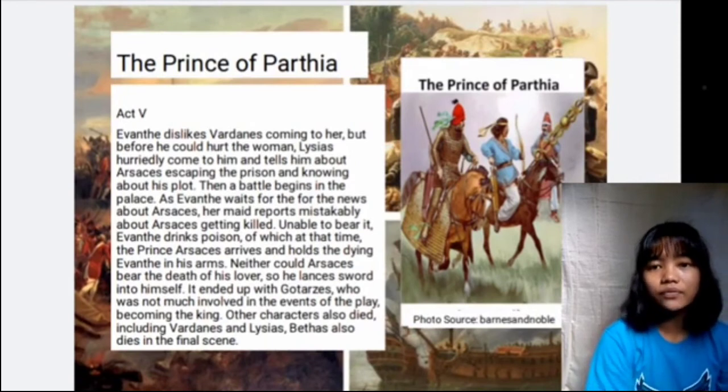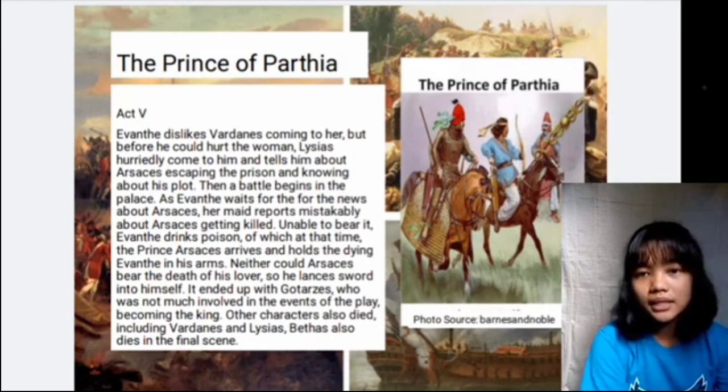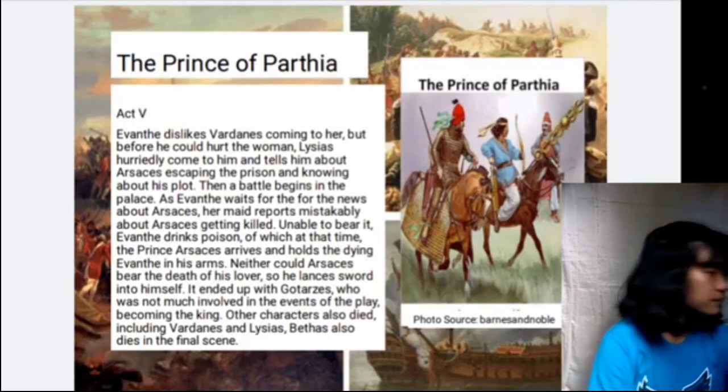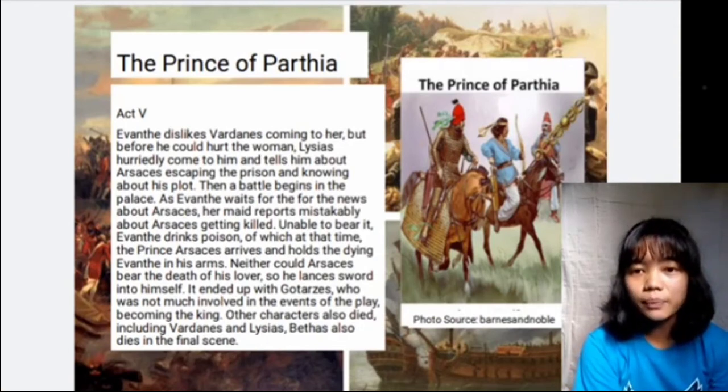In the last act, Act 5, Ivan dislikes Vardanes coming to her. But before he could hurt the woman, Lysias hurriedly comes to him and tells him about Arsaces escaping the prison and knowing about his plot. Then a battle begins in the palace.